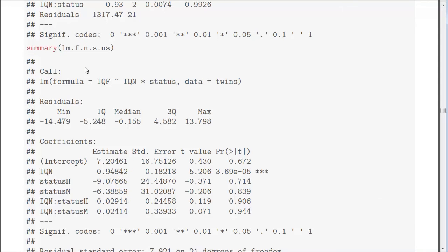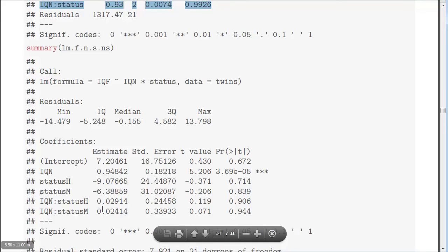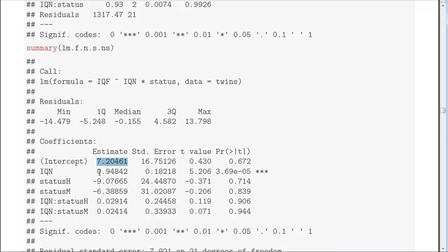If we look at the summary for this model, we've already conducted the important hypothesis test. Okay, I just want to provide a quick interpretation of the summary table, even though these tests don't come into play here. But here are the 6 coefficients. Okay, 7.2 is the intercept for the low group, and then we have, this is the slope for the low group.